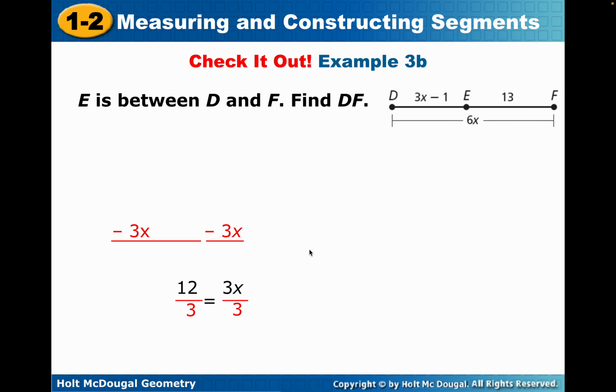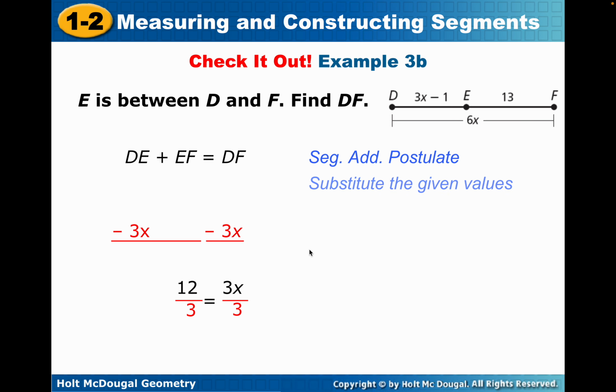Since E is in between D and F, we said that DE plus EF equals DF, and that was with the segment addition postulate. So now we can plug in those values. DE was 3x minus 1, EF was 13, and DF was 6x. From there, we can substitute and solve for x. The first thing we need to do is simplify negative 1 plus 13. So that gives us 3x plus 12 equals 6x.